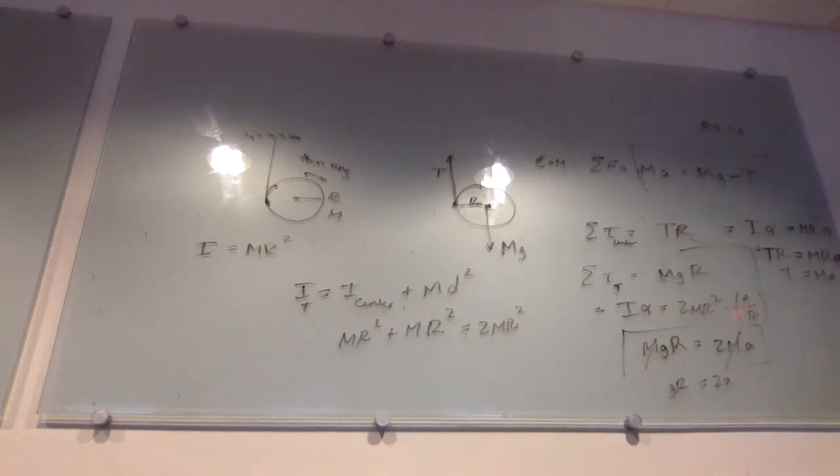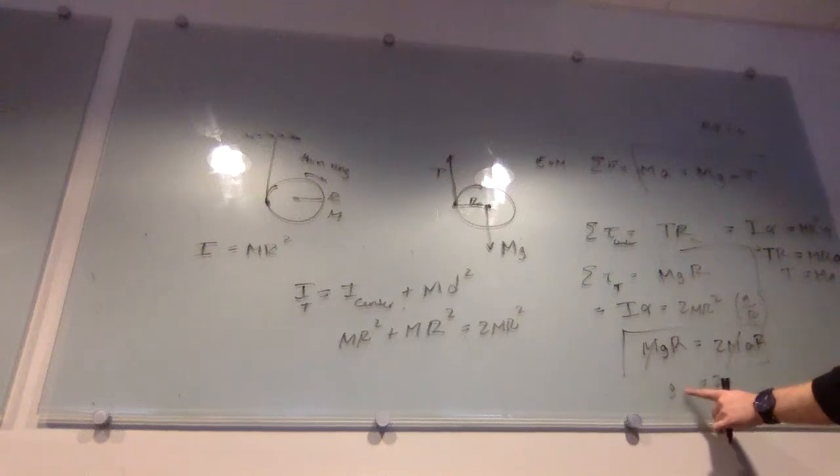Because they both are squared. For the bottom, the MGR equals 2MA. I think you forgot an R. You lost an R. Yeah, you're right. If you keep the other R, then you're going to have to add one to the other side. Right. So the M's and the R's cancel. It's G equals 2A.